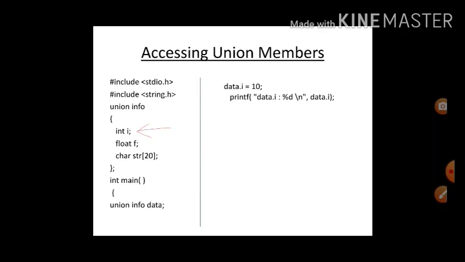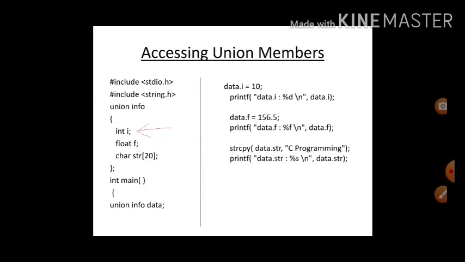We have taken the value and have immediately printed this value. Then initialize the floating point f to 156.5. Immediately print that using the printf function. Next we are initializing the string. For that we can use strcpy, string copy, data.str comma "C programming". So C programming is the string we assign to the variable str. Now print it immediately after that. As our main is of return type int, you give return 0 and close the function.